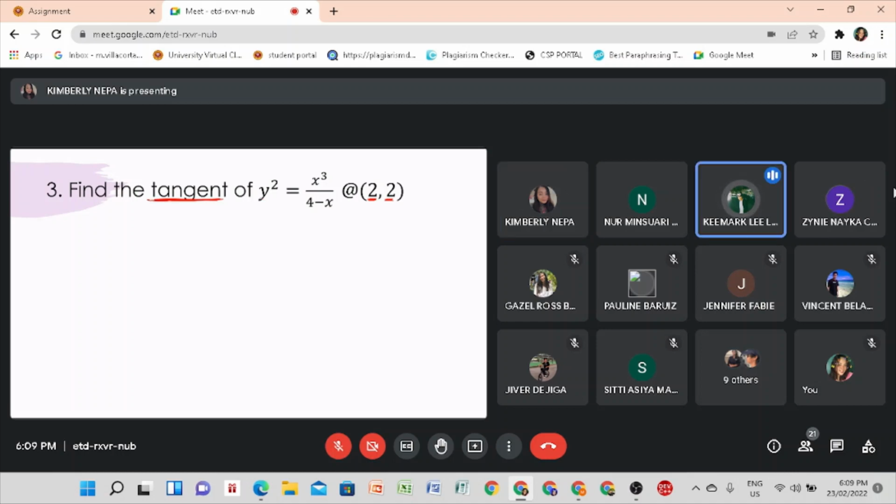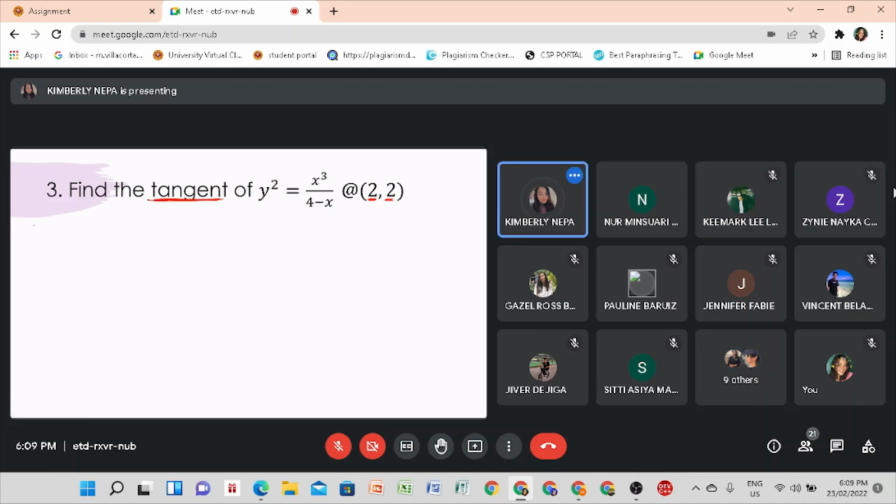Simplify the equation first, ma'am. Cross multiply po. Would it make our equation simple? Yes po ma'am, so it's easier to derive. We can also do this by implicit differentiation, right? Yes po, since implicit. We could also take the square root of both sides, but that's more tiresome. Yes po, more tiresome if we use radicals.